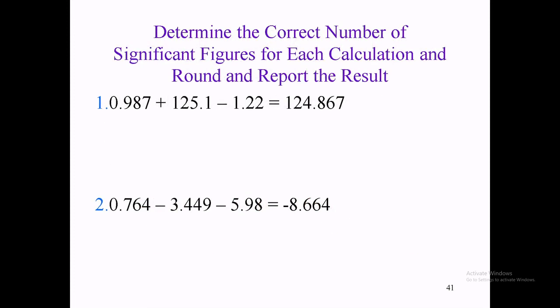I'll give you guys an opportunity to try these and to round these final values to their correct number of decimal places.